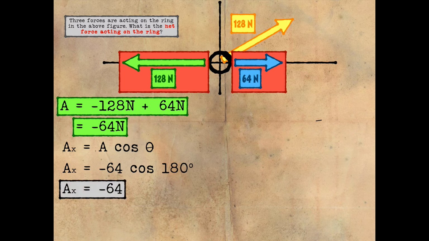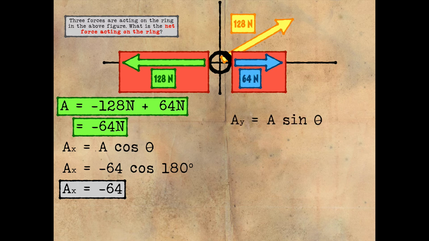So that gives me an x component of negative 64 newtons, which makes sense because if there were only two people playing this game, if you will, pulling on the ring, then the one on the left would be winning because it's twice the force as the one on the right. So my x component is negative 64.